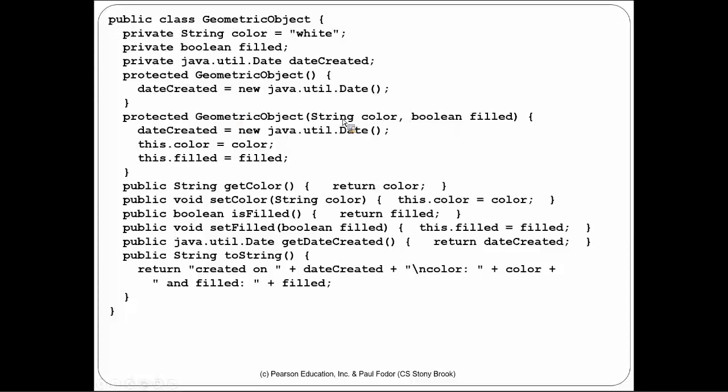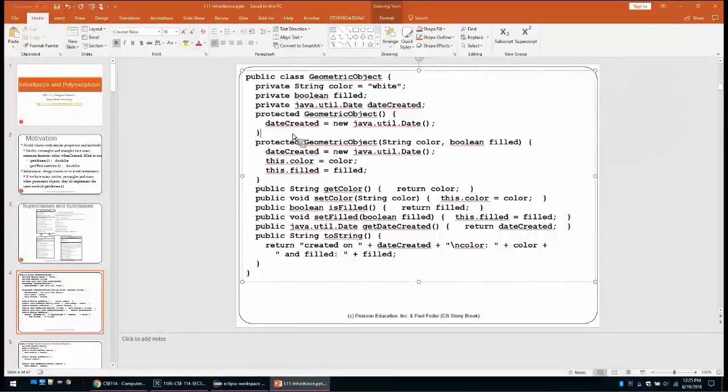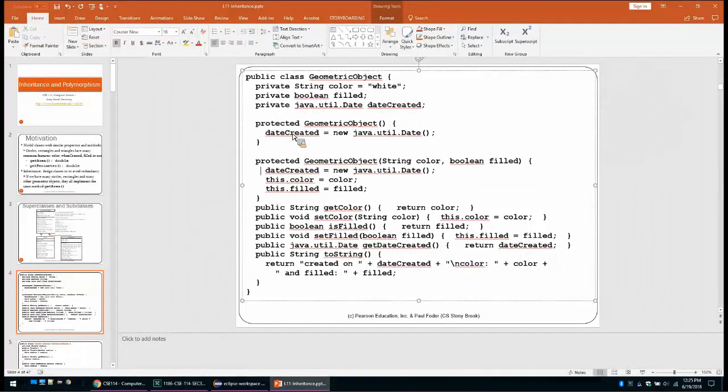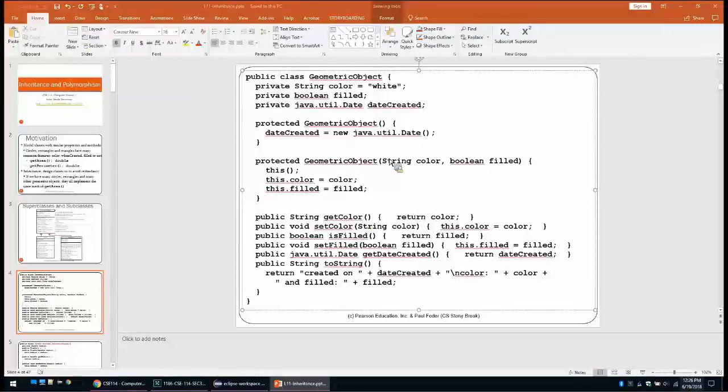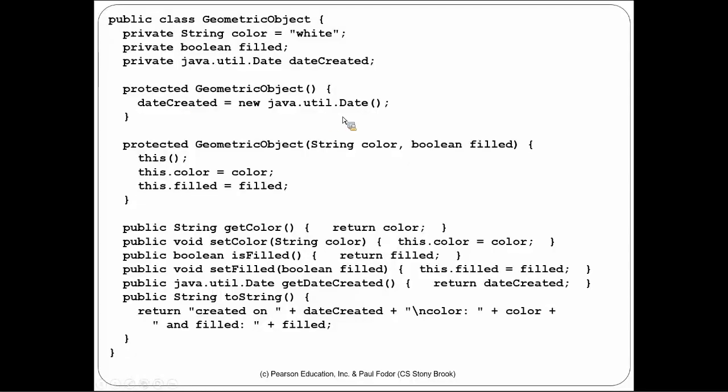Then we have the geometric object constructor, which takes color as a string and the boolean field parameter, and again it creates a date object, which is assigned to the date created, and it assigns the color and field to the formal parameters color and field. Now, one thing that we can do is, instead of creating a date created directly, we can call, like we learned in the previous class, the constructor for the same class with no parameters. So in this case, it basically calls the other constructor to create a date of the current class.